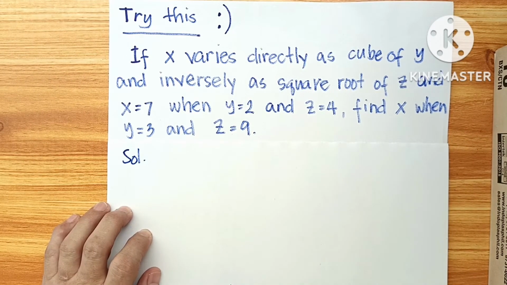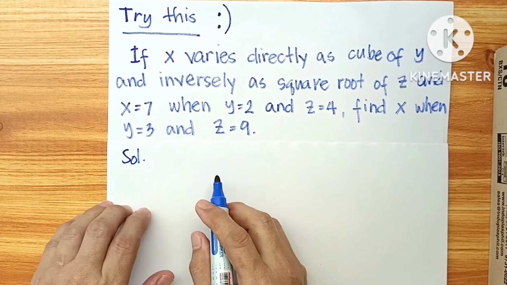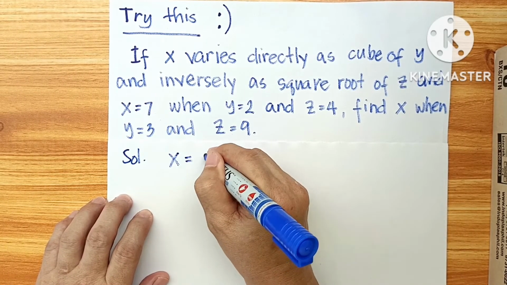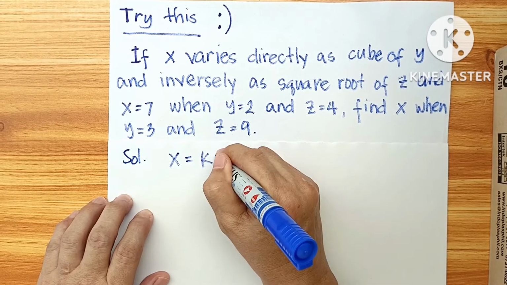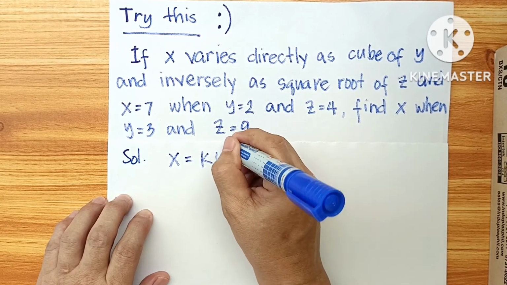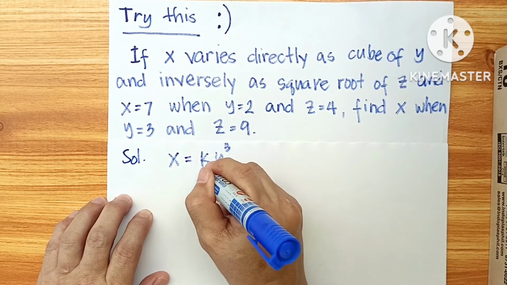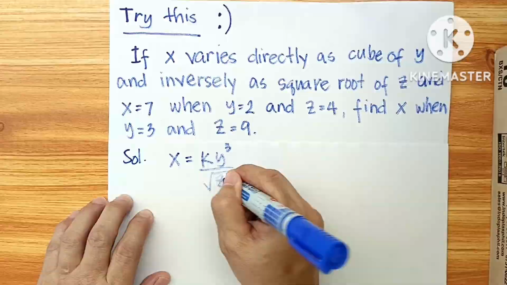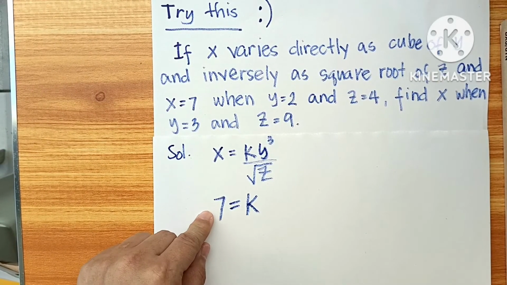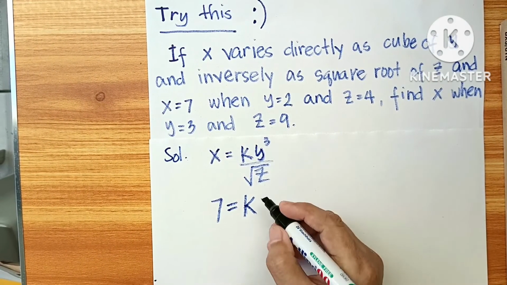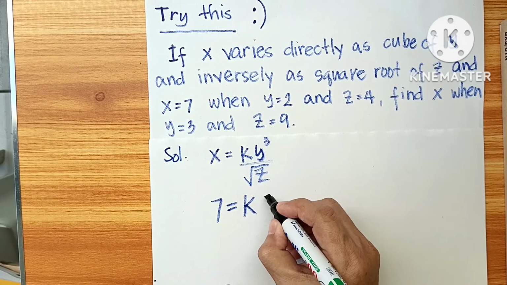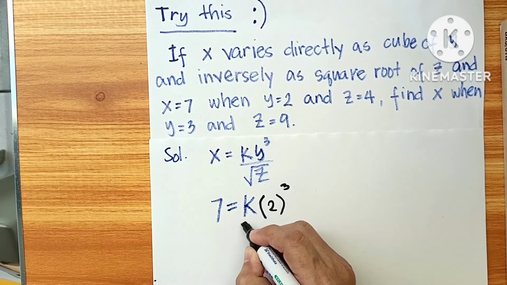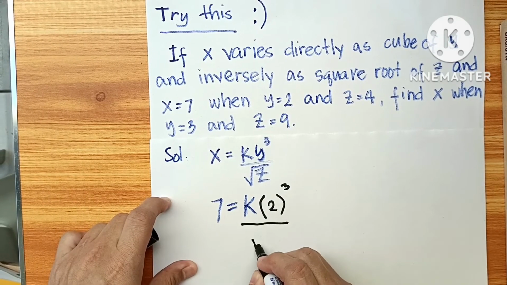Time is up. So let us solve together. Let's see if you got it right. So x varies directly as the cube of y and inversely as the square root of z. Let us solve for k when x is 7, y is 2. I need to change my marker, sorry. And z equals 4.